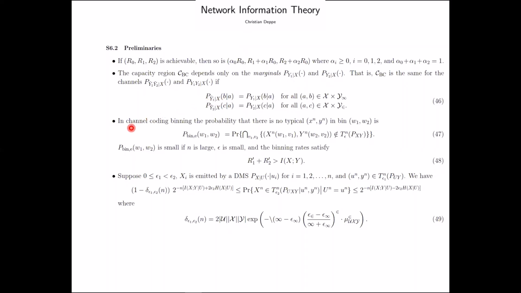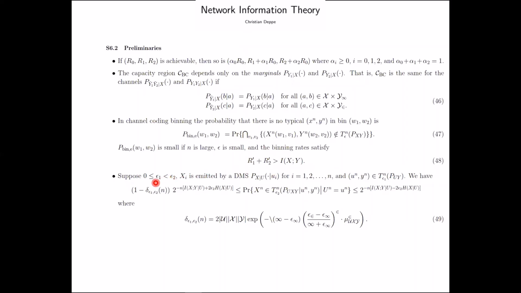The next thing is about channel coding binning. So we proved, if we look at the probability, then the probability that an error occurred is small if R1' plus R2' is greater than the mutual information between X and Y. The idea is really that we have to choose the bins big enough, so that the error is small enough.